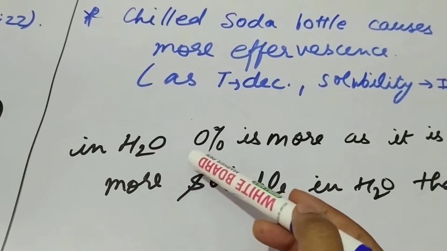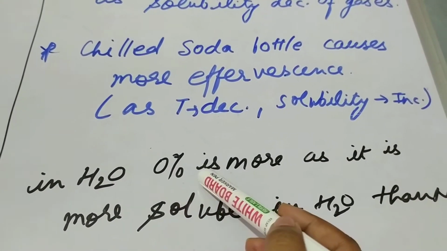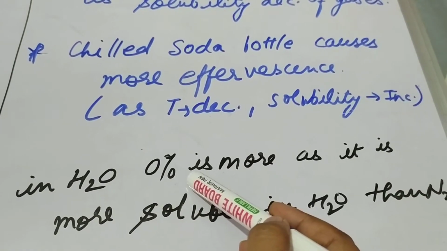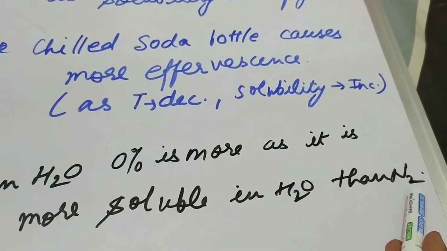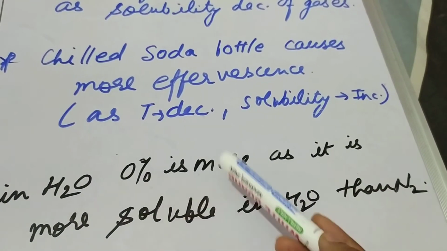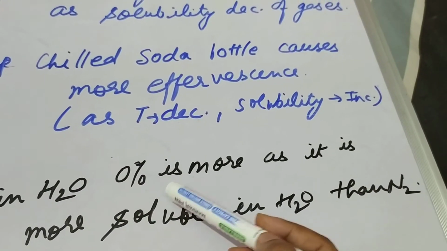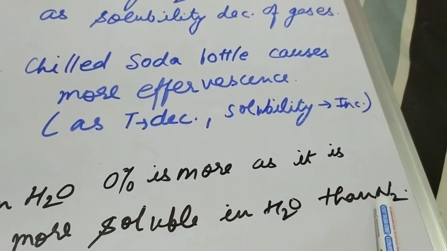One more question can be asked: the dissolved air in water contains a higher percentage of oxygen as compared to the normal air. Why? Because oxygen is more soluble in water than nitrogen gas. Although the nitrogen content is more in air, because oxygen is more soluble in water, the dissolved air in water contains a higher percentage of oxygen than nitrogen.